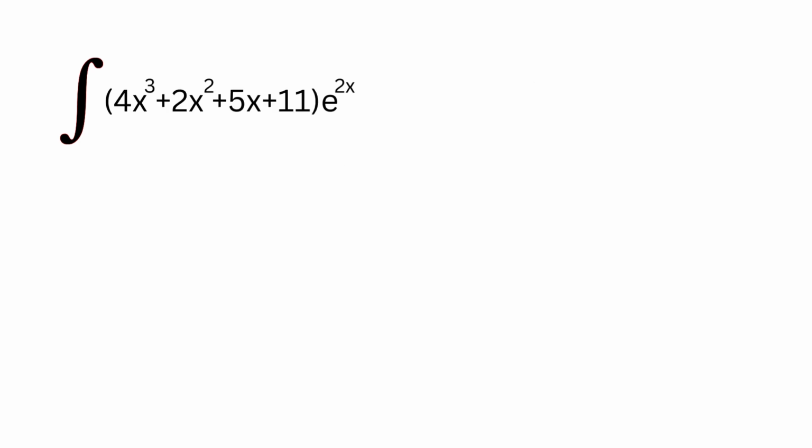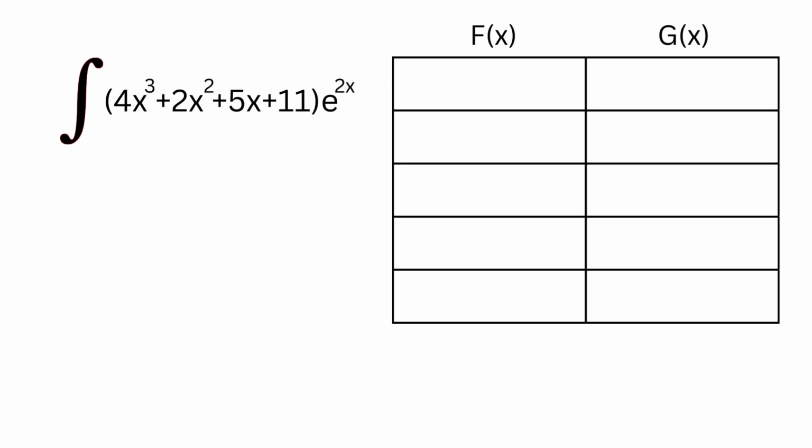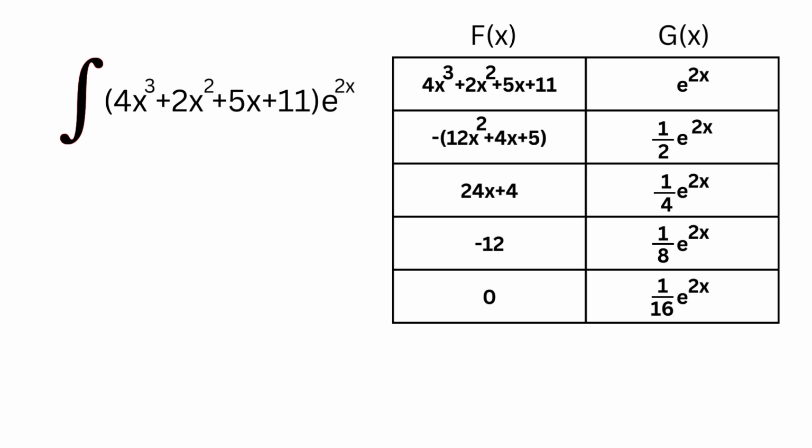And this is the last example for today. Again, we create the same table. This time, f of x is 4x cubed plus 2x squared plus 5x plus 11, and g of x is e power 2x. We do the integral and the derivative as you can see, and we add the arrows.